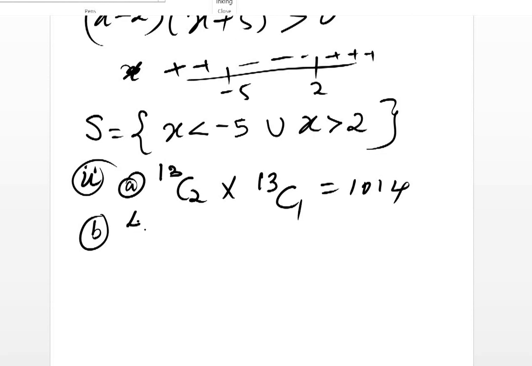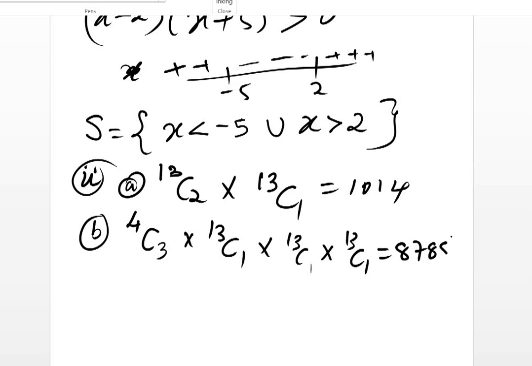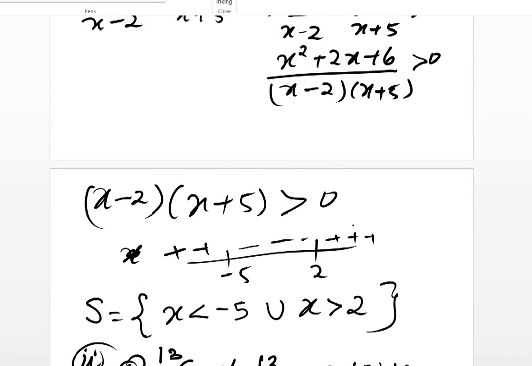So it means we have 4 combination 3 times 13 combination 1, different suit, times 13 combination 1, times 13 combination 1, which gives 8788. Is that okay? So that is our solution here. That is the way you are supposed to approach it, because they must not come from the same suit.